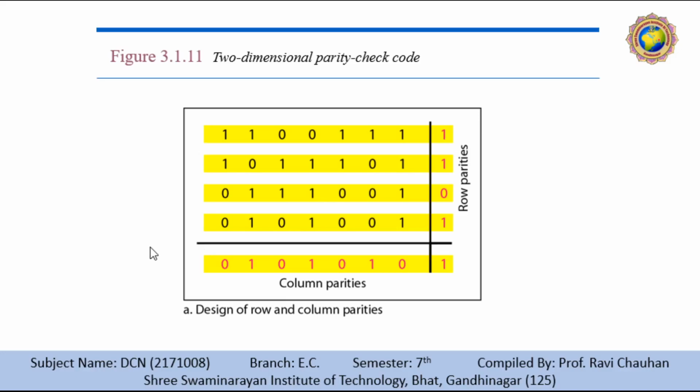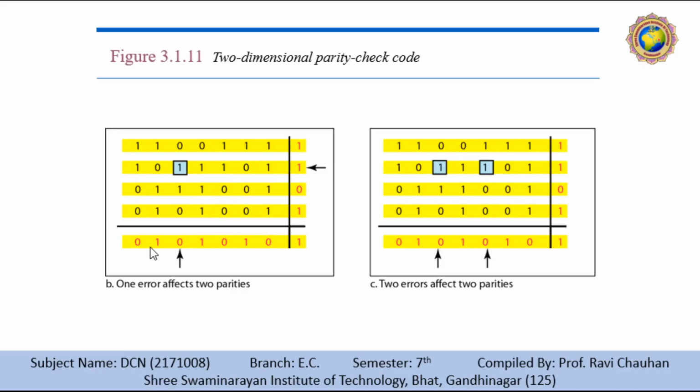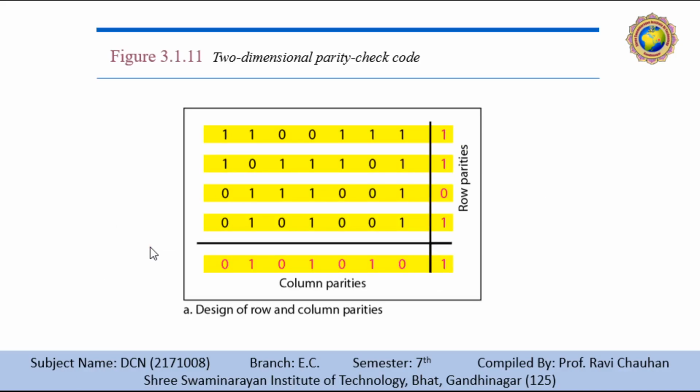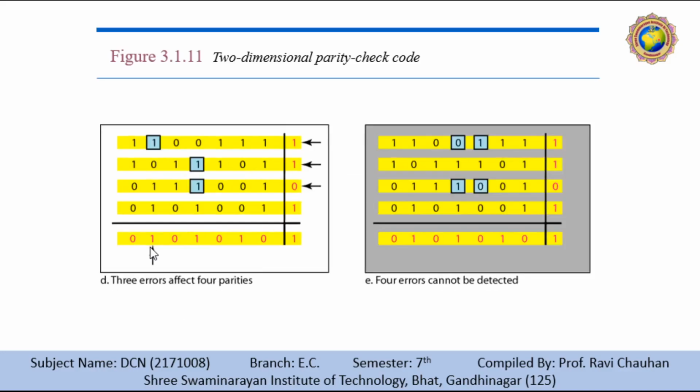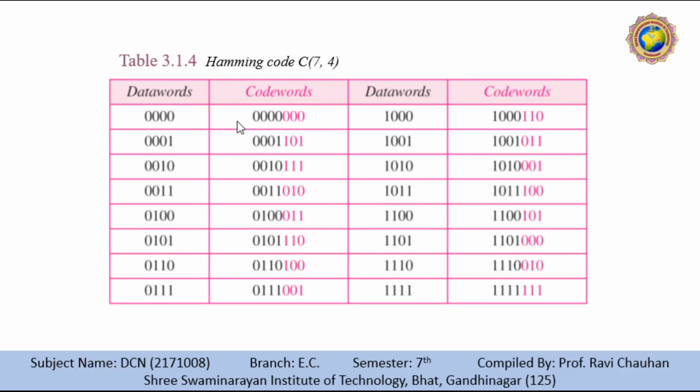For example, if m is equal to 3, then n is equal to 7. This Hamming code is a C(7,4) with d minimum equal to 3. The table shows the data word and code word for this code: 7 length, 4 data word and 3 parity bits, and d minimum equal to 3. The pink letters show the d minimum, which is 3.